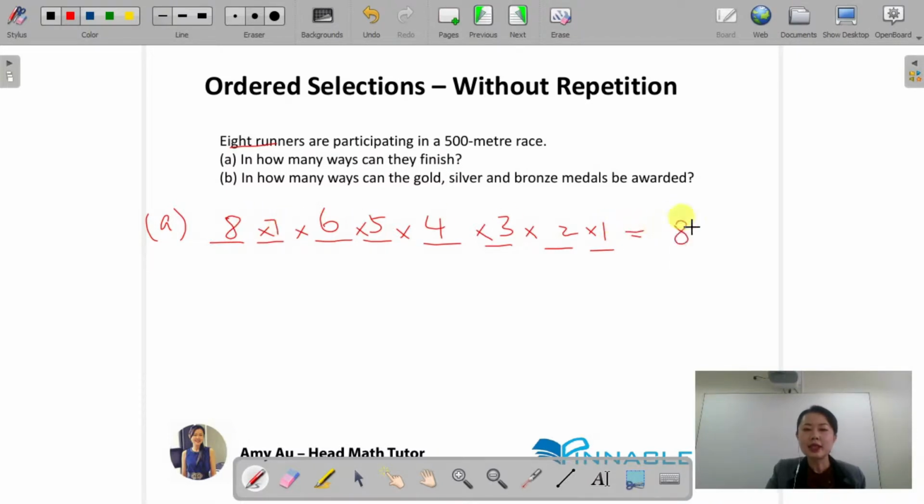Alright, so that's 8 factorial ways, okay? Which is equal to 40320.